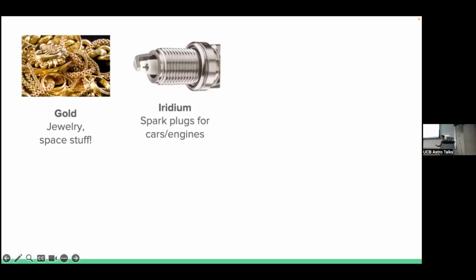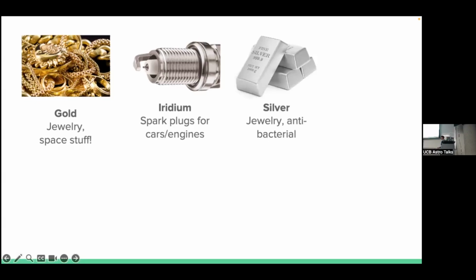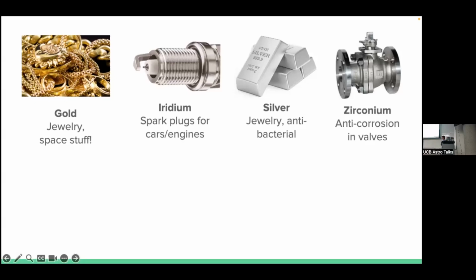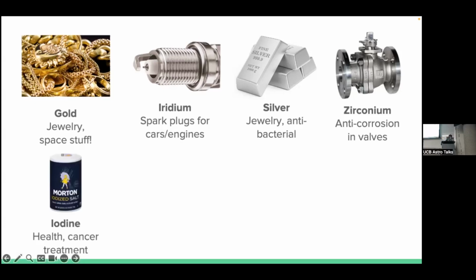There are some other lesser-known ones that are much more common in everyday use. We have things like iridium. Those are very common for spark plugs in engines. So that's how your car is going to go. Very vital for our motor lives. It's also things like silver. Again, jewelry, very popular for that. It also has a lot of antibacterial properties. There's zirconium. We use that a lot for valves and things like that. So if you need water or fluid to get somewhere, perhaps it has a zirconium valve. Don't really see that as much every day, but hey, it's there.